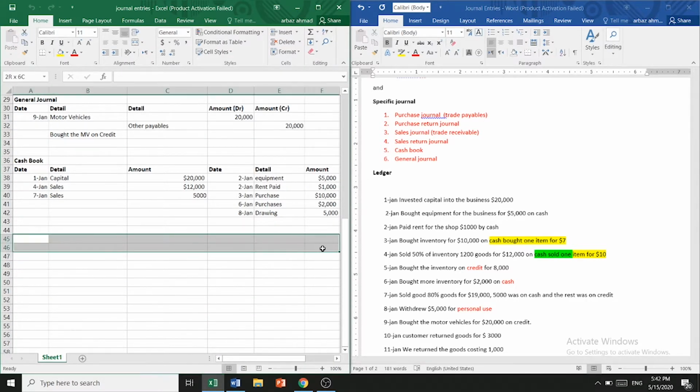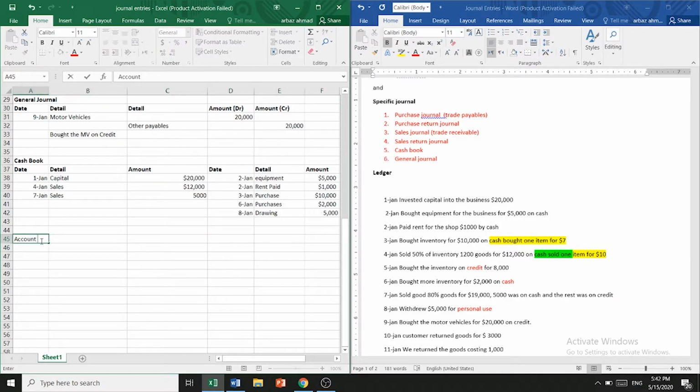So let's have a ledger section over here. So let's say we have account name, and then account name can be anything. In this case we can take capital for instance, because that is the first transaction we will be posting. Then we have date, detail, amount, and then we have the same thing on the credit side, which is the right side.